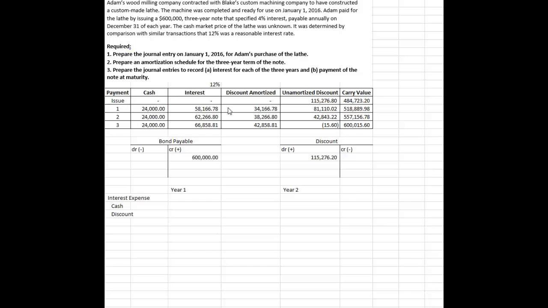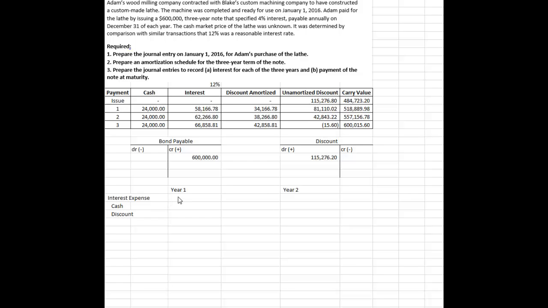I left the amortization table here that we created in the last requirement, and I've put here a visual of the T account, the balance in each of the bond payable and the discount associated with this bond payable, as we discussed in the first part of the problem. So the way I've set it up is like this. Each year we're going to have a similar entry. We're going to debit interest expense to get the right amount of interest into the income statement. We're going to credit cash for the amount we're going to have to pay, and then we're going to reduce the discount by a little bit.